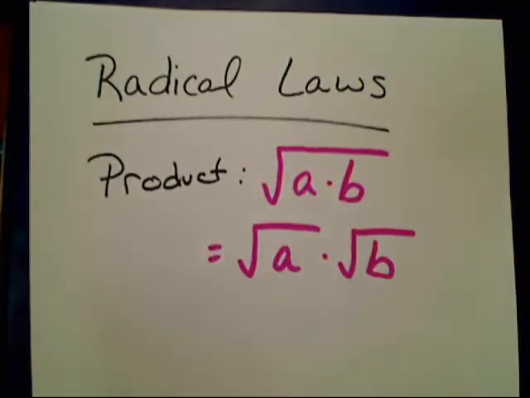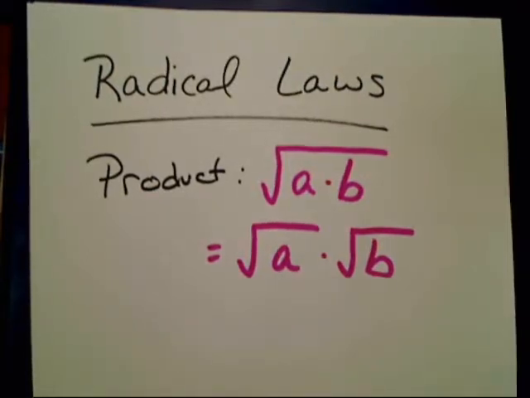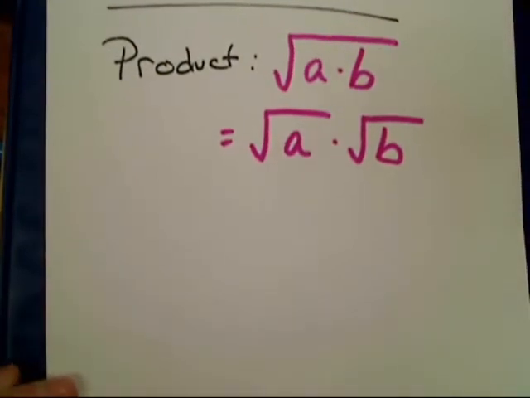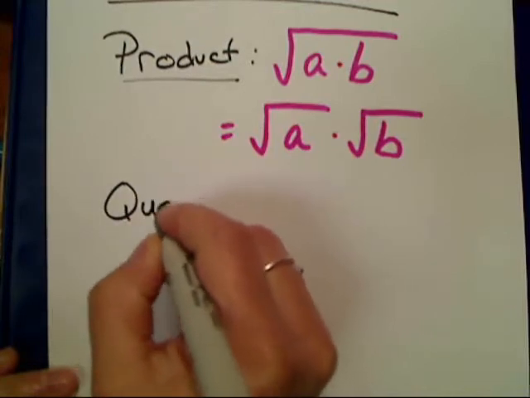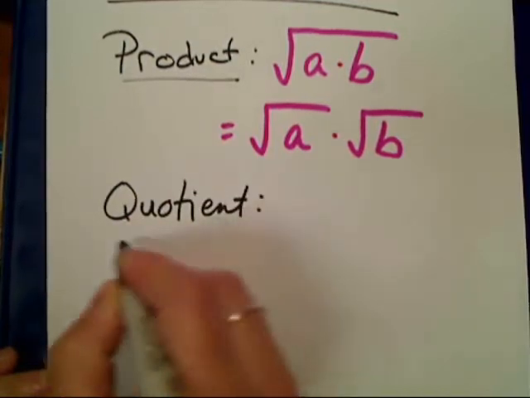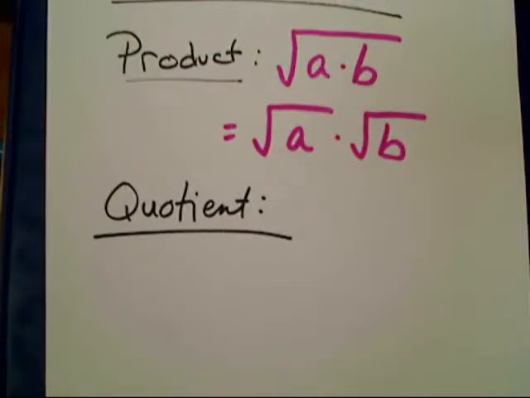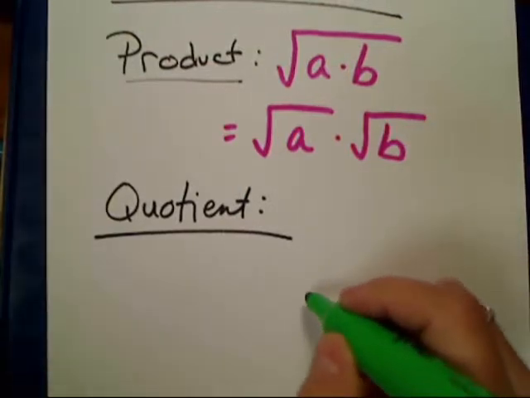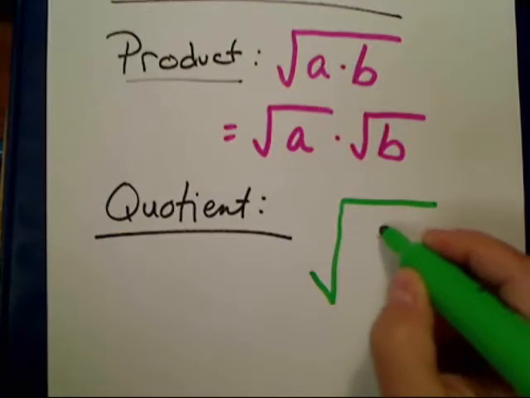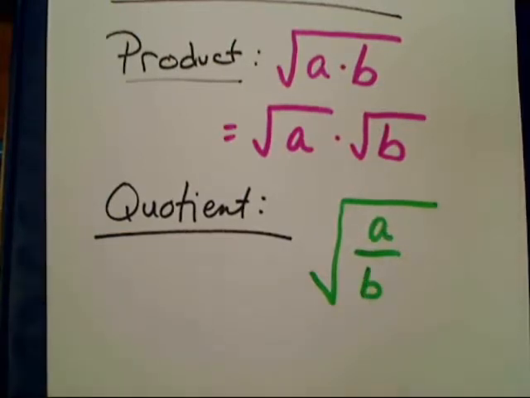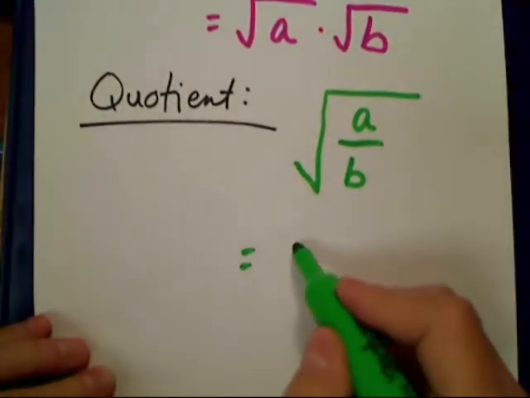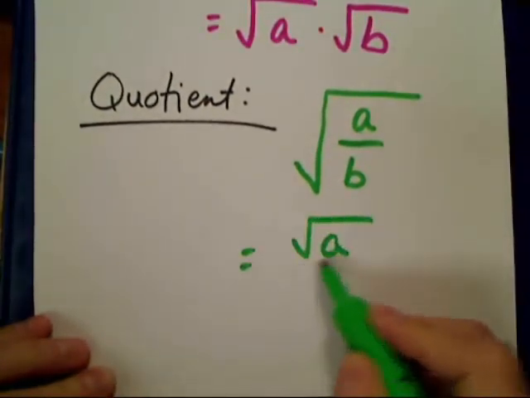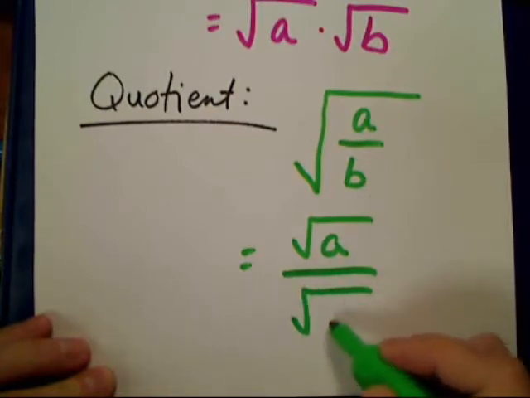Now, if there's a law about a product in math land, because division is really multiplying by a reciprocal, division's the same thing as a product. If there's a law in the product, there has to be a quotient law as well. The quotient law is very similar. If I have a quotient, we like to call them fractions, underneath the radical, we can write that as two separate radicals. The a stays in the numerator, the b stays in the denominator.